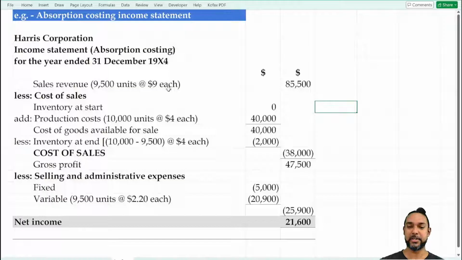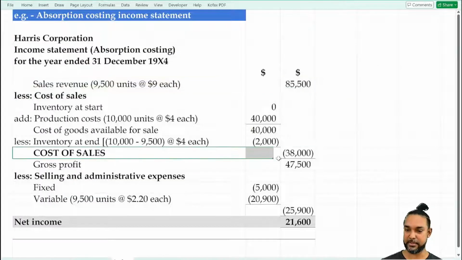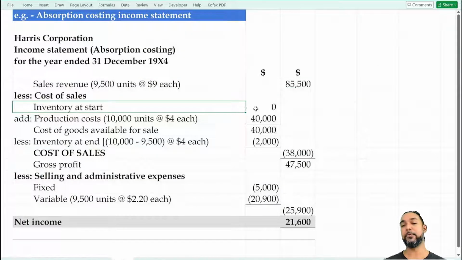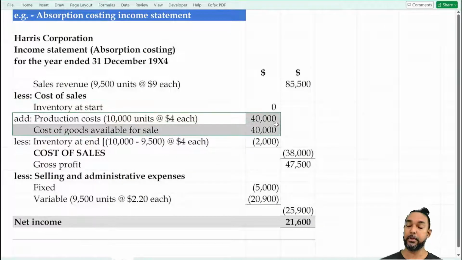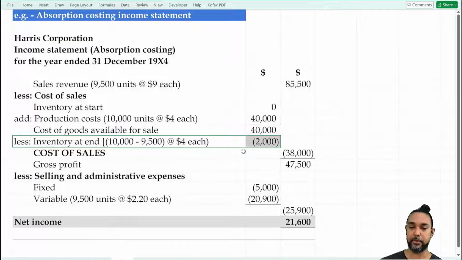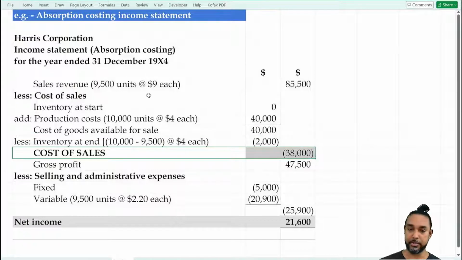So once again, you start off with your sales revenue, and you have to minus your cost of sales, right? So again, if you like this version, which is basically a throwback to original income statements, you have your inventory at start, plus not your purchases, but your production costs, and then minus your inventory at end, giving you cost of sales. That's fine. You can use this version. Nothing is wrong with it. It's not inferior in any way, right?